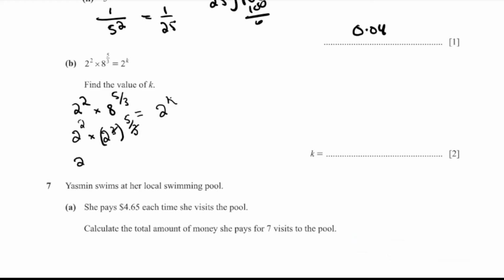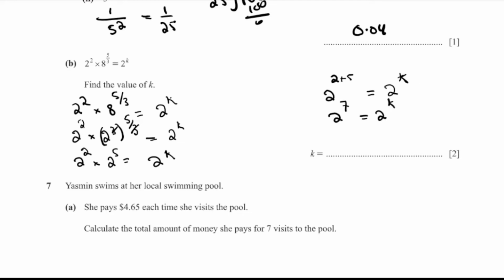So 2 to the power 2 multiplied by 2 to the power 5 is equal to 2 to the power k. Now these two numbers are multiplying with each other, both have the same base, therefore the exponents will be added to each other. So 2 plus 5, 2 to the power 7 is equal to 2 to the power k. The bases are the same, so k is equal to 7. That is the answer. Okay.